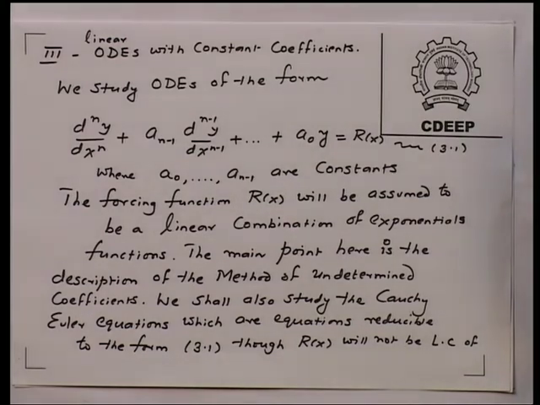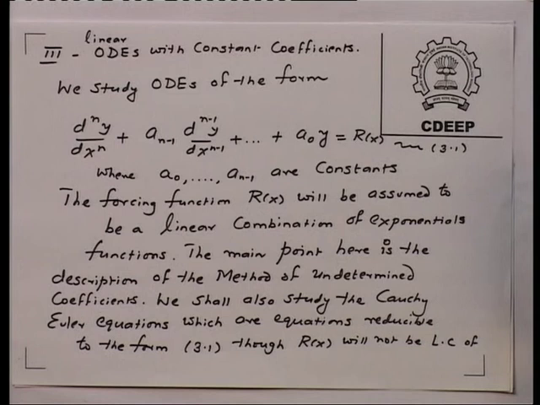And R(x), the function appearing on the right hand side, is the forcing function, right. And in this chapter, we are going to assume that the forcing function is very special. It is a linear combination of exponentials. And the method of undetermined coefficients, which is going to be the main theme of this chapter, works only for these kinds of forcing functions. That is, it is of the form x to the power k e to the power mx, and linear combinations of these things, right. Exponential functions and polynomial times exponential functions. This is the class of forcing functions for which the method of undetermined coefficients works.